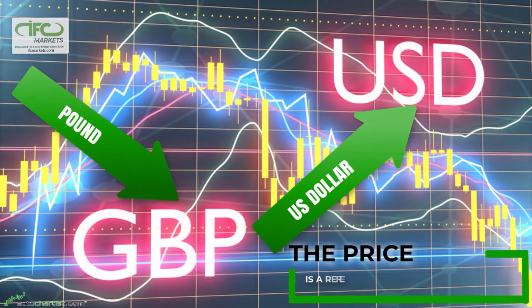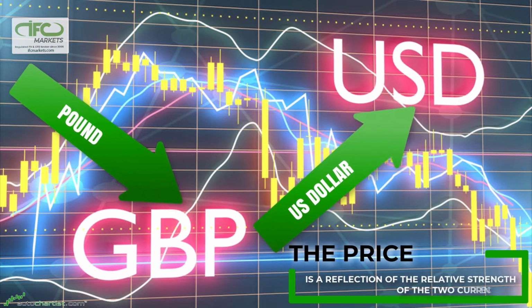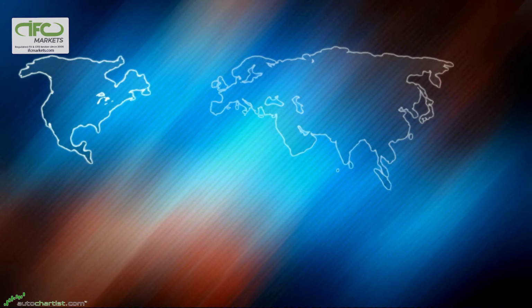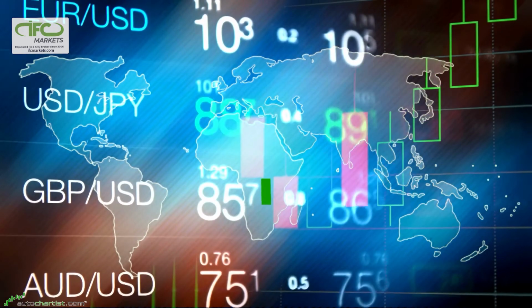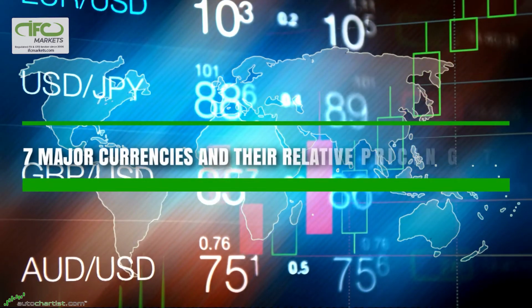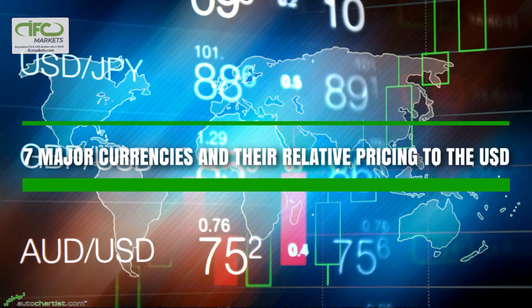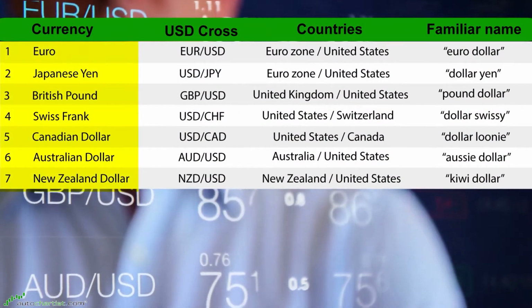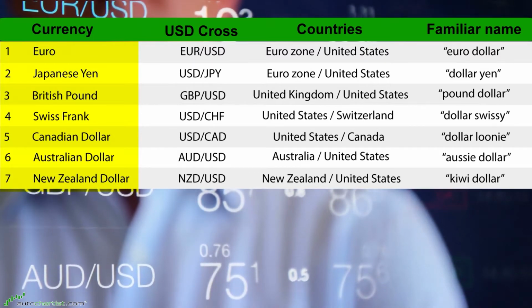and the price is a reflection of the relative strength of the two currencies expressed as the number of USD needed to buy 1 unit of GBP. Major currency pairs is a term for the leading currencies freely traded globally, and is made up of the 7 major currencies and their relative pricing to the USD. Major currency pairs are the most liquid and most commonly traded by Forex day traders.